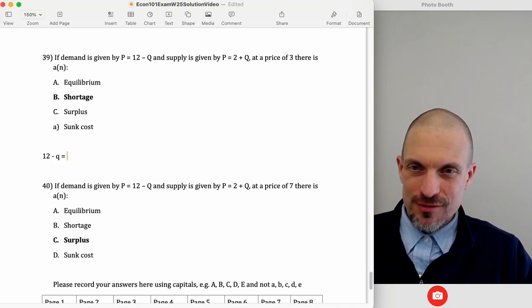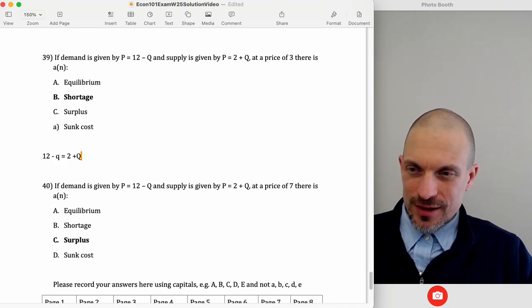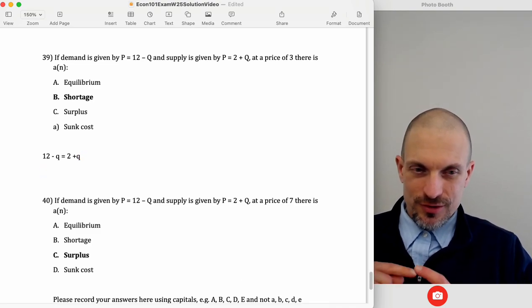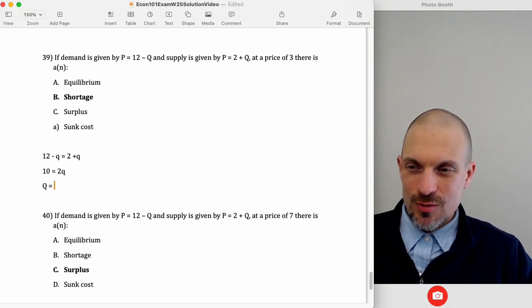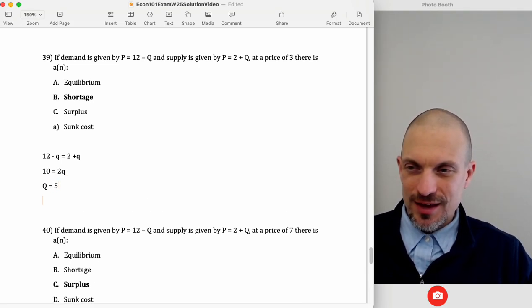So I'm going to do the following calculation: set demand equal to supply. Solving algebraically, I'm going to move the 2 to the other side, and I'm going to move the Q to the other side. So I'm going to get a quantity of 5. And then my prices, these are inverse demand. This price is a function of quantity.